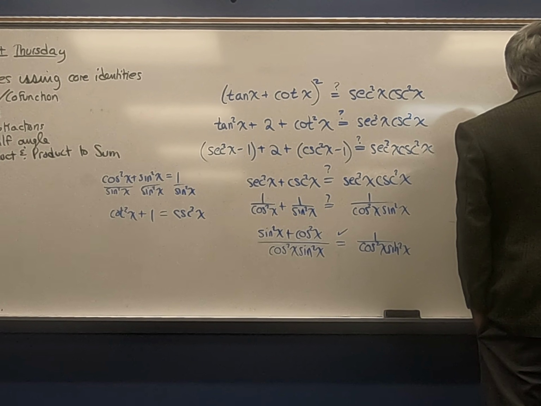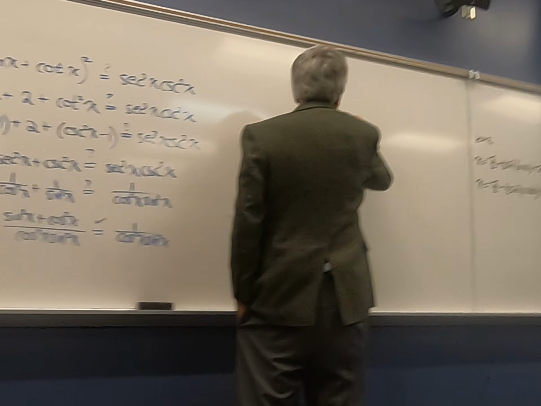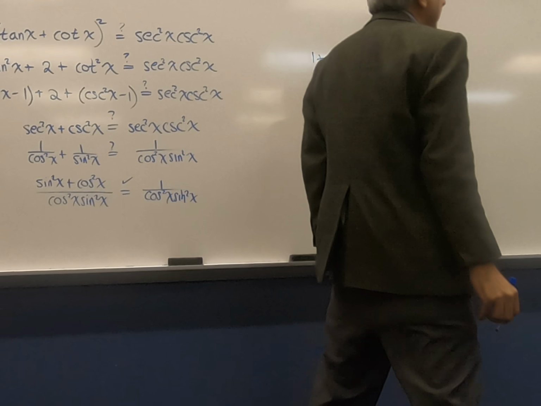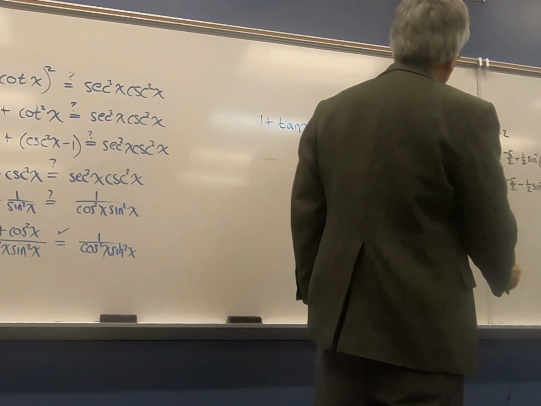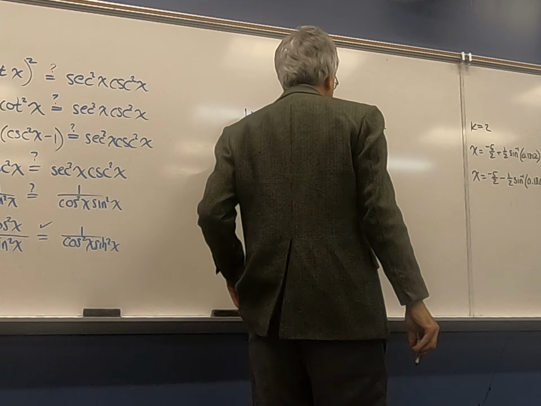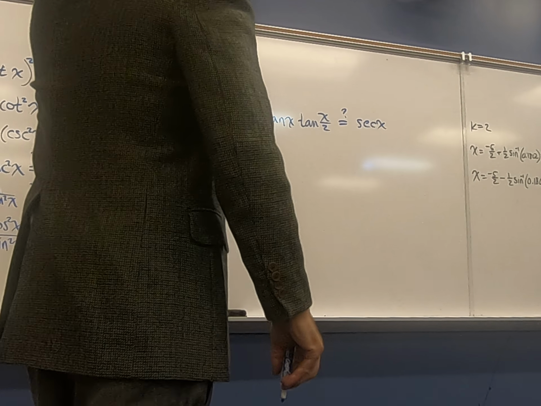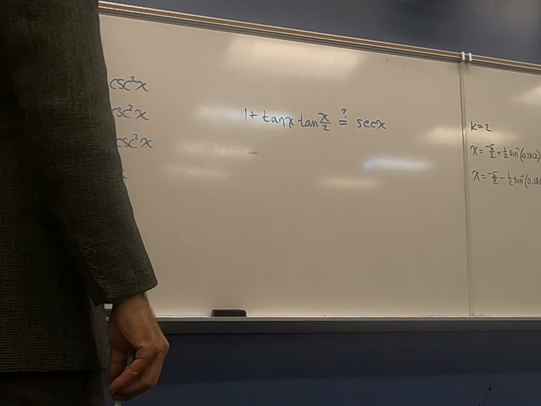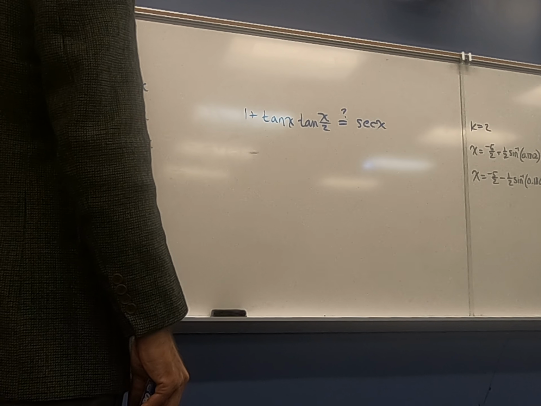So, 1 plus tan x times tan of x over 2. Is that the same as secant x for all x? Again, it's an identity. So we'd like to say that as long as secant and tangent are defined, then these should be the same.